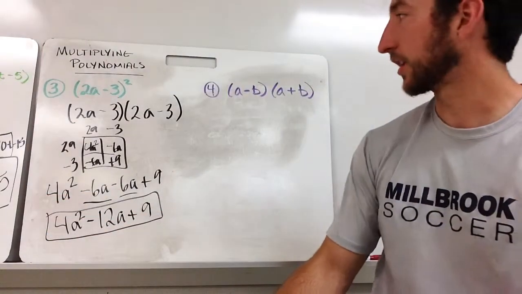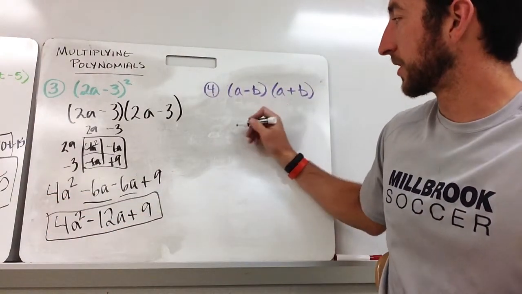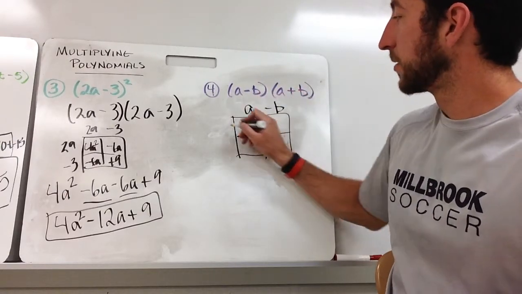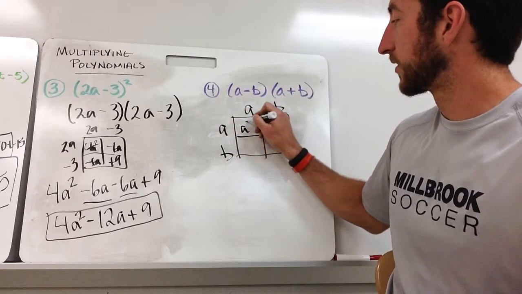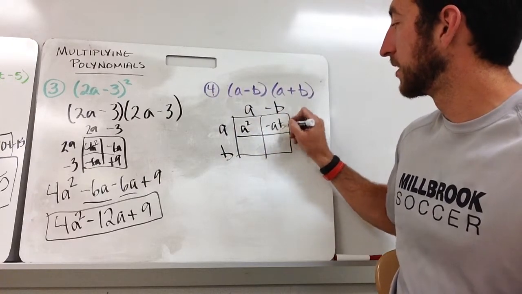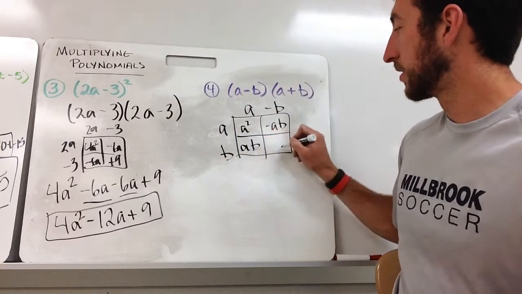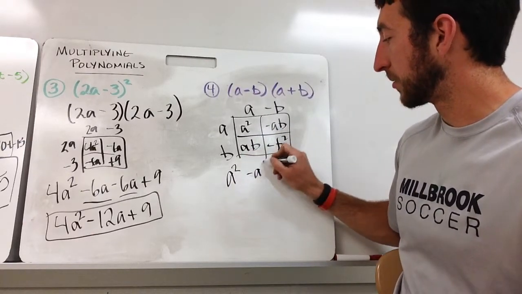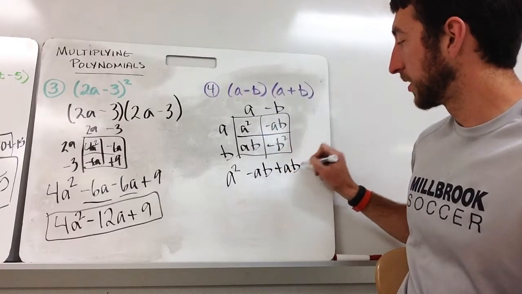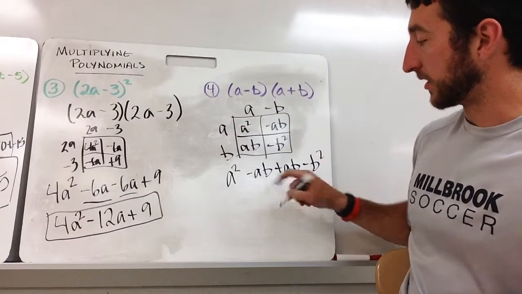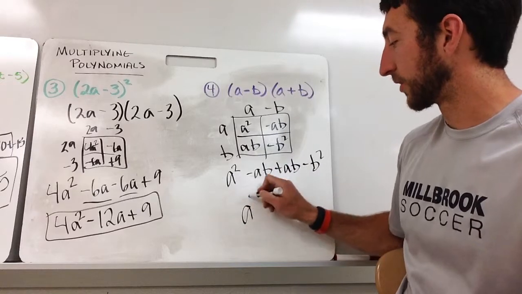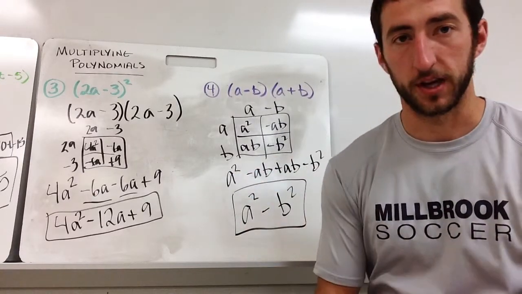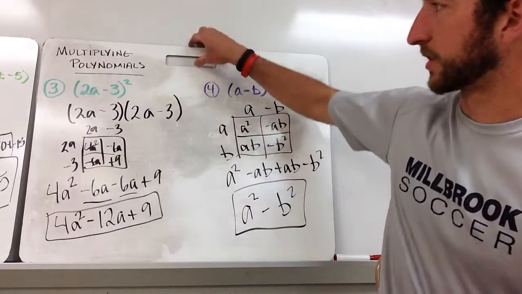So that is all together. Here, same thing. Got my a minus b, my a plus b, so that's a squared, negative ab, positive ab, negative b squared. So we got a squared minus ab plus ab minus b squared. These two things combine and cancel out, so you're left with a squared minus b squared. Alright, so that is multiplying polynomials there.